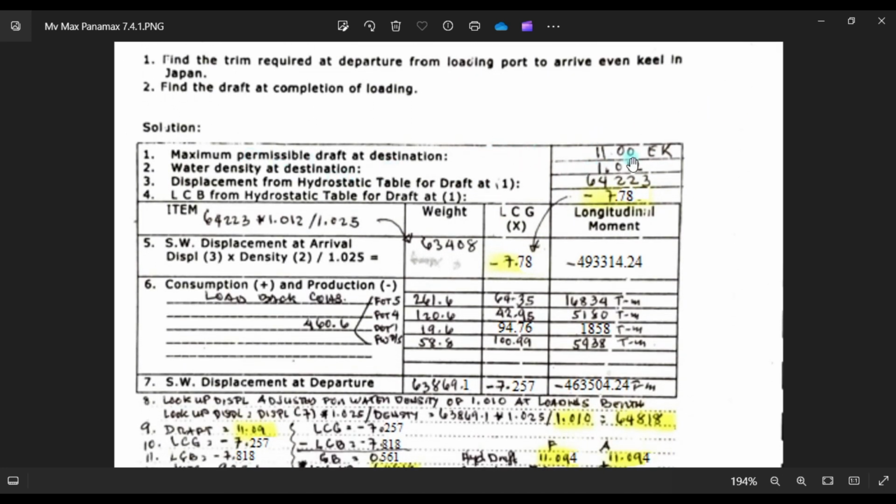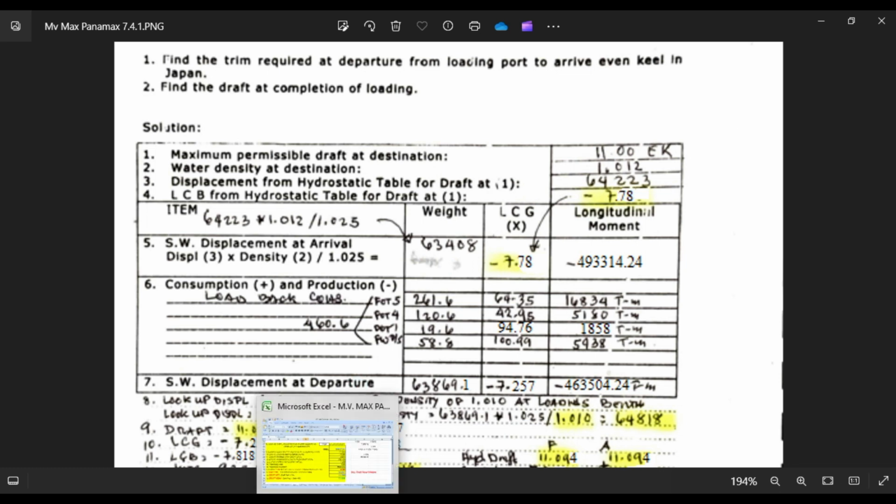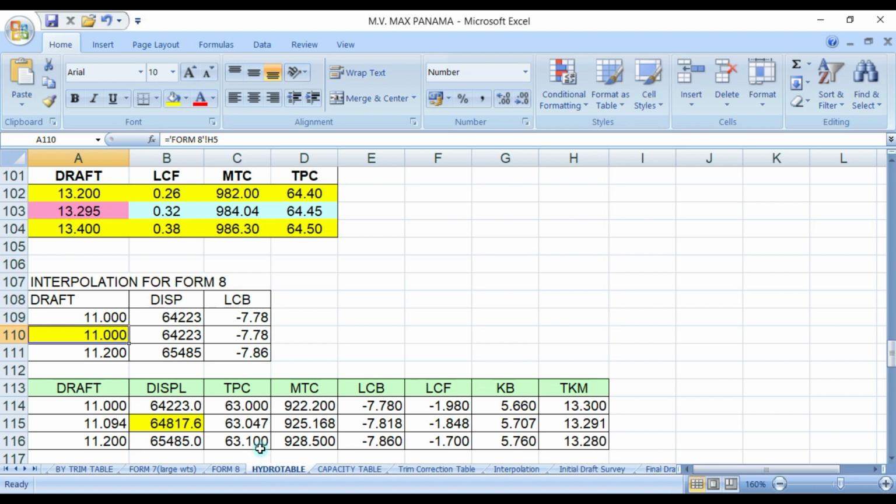So our destination will be Japan. So the maximum arrival draft there will be 11 meters, even keel. Okay, and the density in Japan will be 1.012. And what will be the displacement at this 11 meters? So we will check. 11 meters is 64223, and the LCB is negative 7.78. So take note of this displacement and LCB. We will put this in the problem.